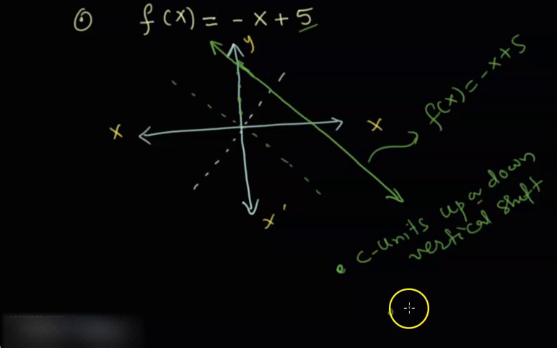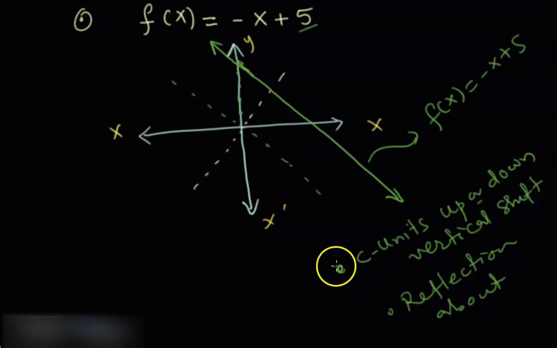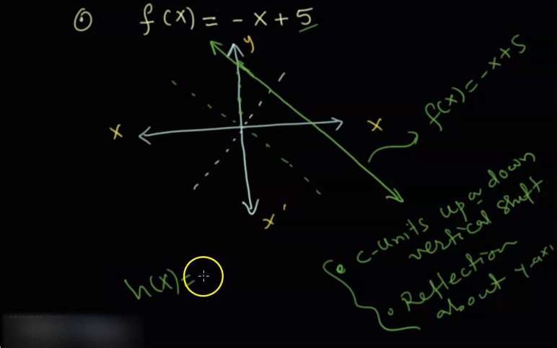and you need to learn reflection, let's say reflection about y. If you know these two, reflection about the y-axis and vertical shift, then you can plot any function of this form, h of x equal to minus x plus anything, 10, or minus x minus 5. So you can plot these. You just reflect and then move it 10 units up, or you just reflect the parent function and move it 5 units down.